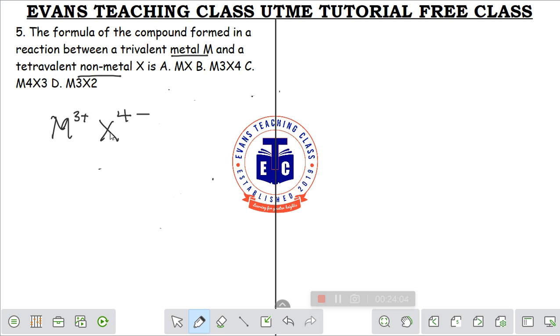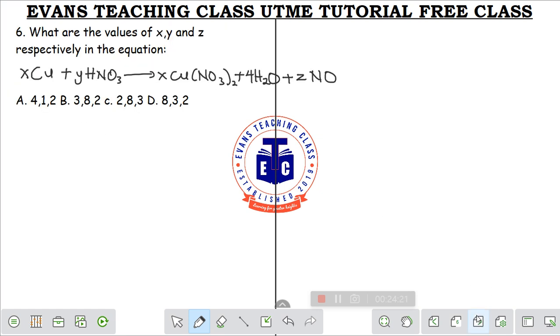Now this is how to combine elements. It's just like you do cross multiply. 4 will come here, 3 will come here. So it will now be M4X3. So that's our answer, so that's option C. So the next question is this.